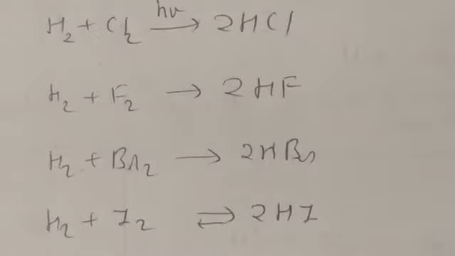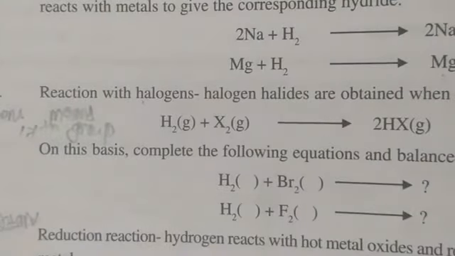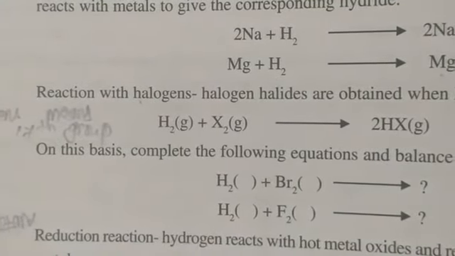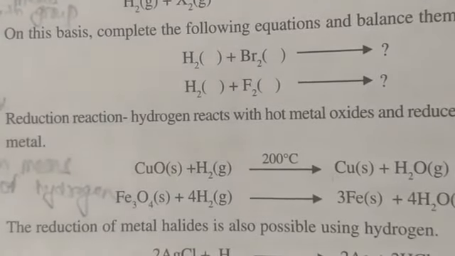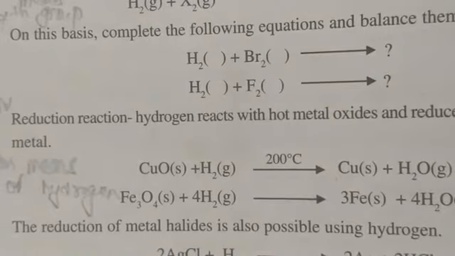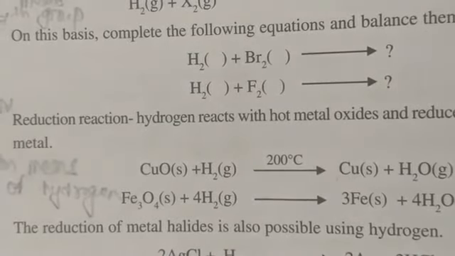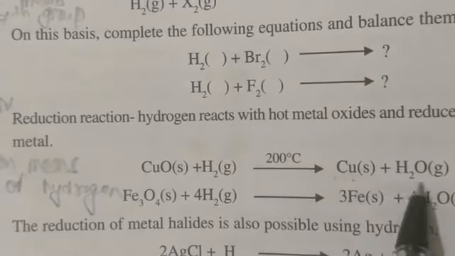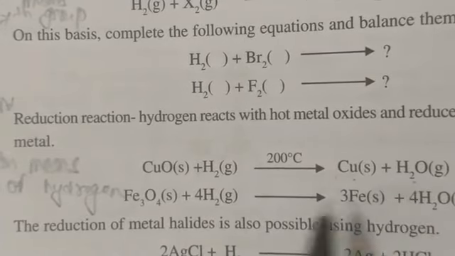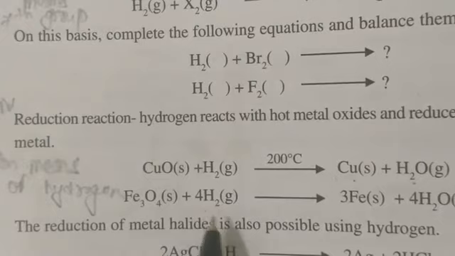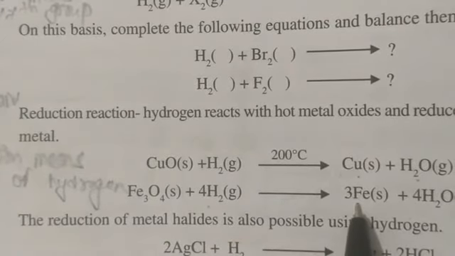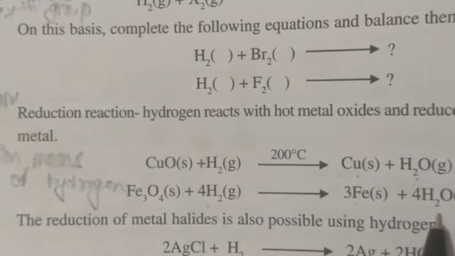Clear? This reaction is not in your book, you just note it down from here. Then some reactions with copper and iron oxide. So CuO plus H2 at 200 degrees will form copper and what? Water molecule, H2O. Fe3O4 reacts with hydrogen, iron will liberate, 3Fe will be released and 4H2O will form.